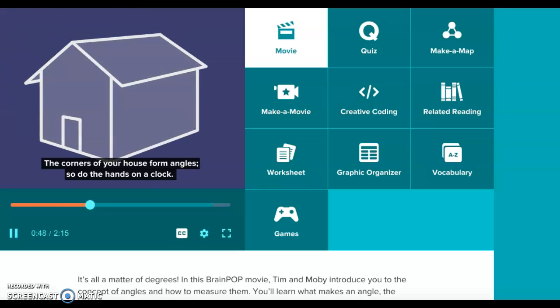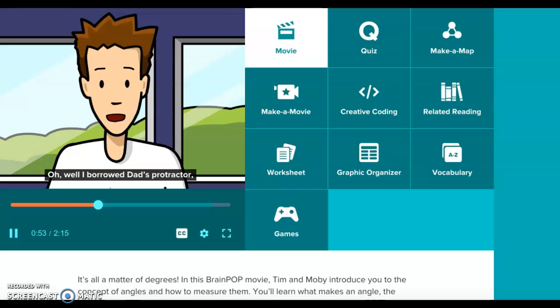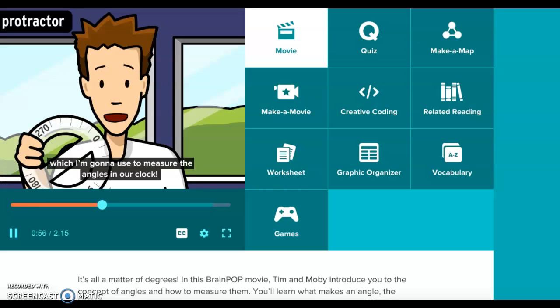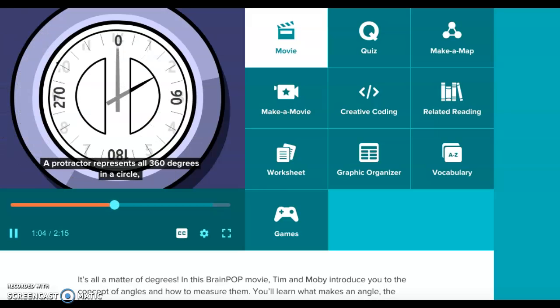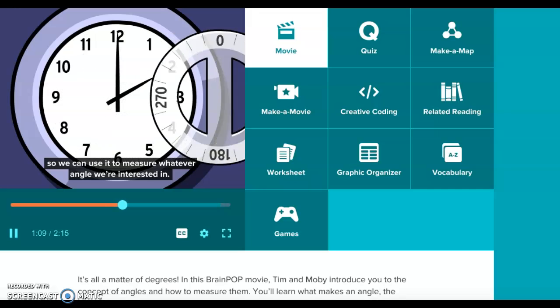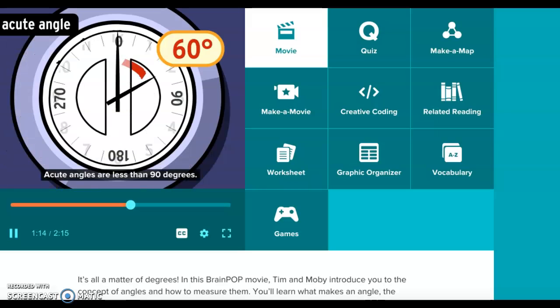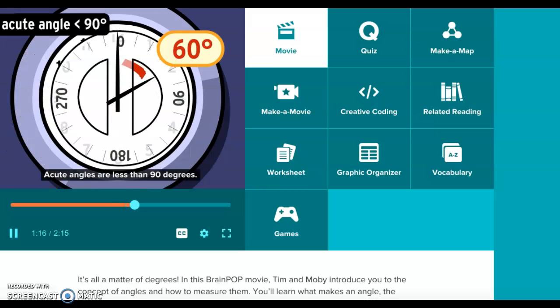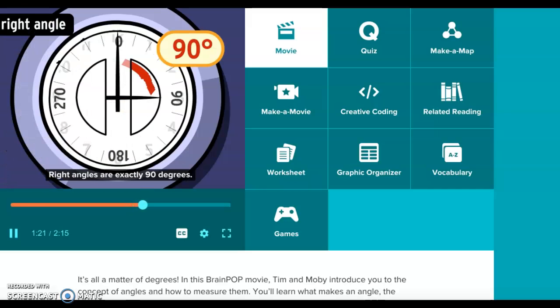The corners of your house form angles, so do the hands on a clock. Oh, well, I borrowed Dad's protractor, which I'm going to use to measure the angles in our clock. Another way to think of an angle is just as a section of a circle. A protractor represents all 360 degrees in a circle, so we can use it to measure whatever angle we're interested in. At 2 o'clock, we're looking at an acute angle. Acute angles are less than 90 degrees. 3 o'clock forms a right angle. Right angles are exactly 90 degrees.